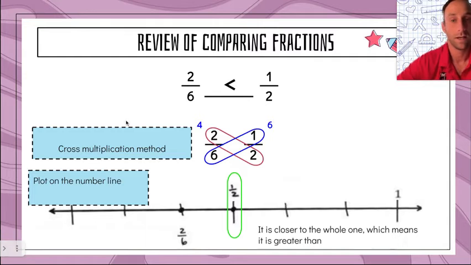Okay, so in this problem, we're comparing 2/6 and 1/2. The first way we're going to teach you how to do things is by cross multiplying. It's a cross multiplication method. You take 2/6 and you take 1/2. You cross multiply. So as you can see in red, I'm multiplying 2 and 2 because they are across from each other. That gets me 4.